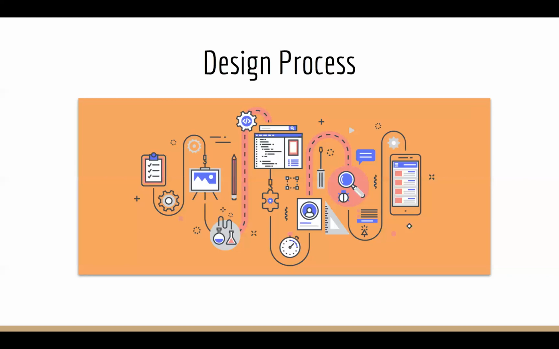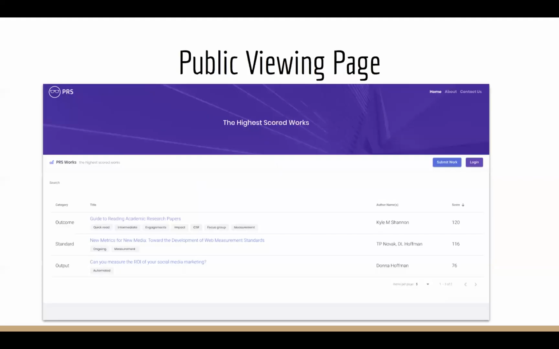Now, I'm going to provide you with a brief overview of how the actual project works and how it looks. What we're looking at here is a sample screenshot of the public viewing page. This is to be viewed by the public, and anybody can go to the URL. Here you'll have a list of accepted works with the score as well as the author's name to the side of it.